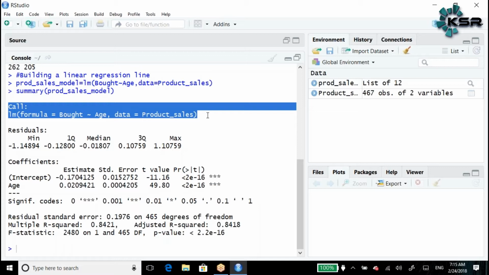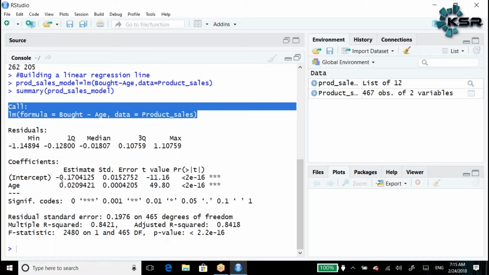First quarter is nothing but 25% of the data. Median is nothing but the middle point of the data. Third quarter is nothing but 75% of the data. Max value is nothing but the maximum value of the data. Here we are looking for the coefficients. The coefficient is the same as the estimate. Estimate is nothing but the intercept.